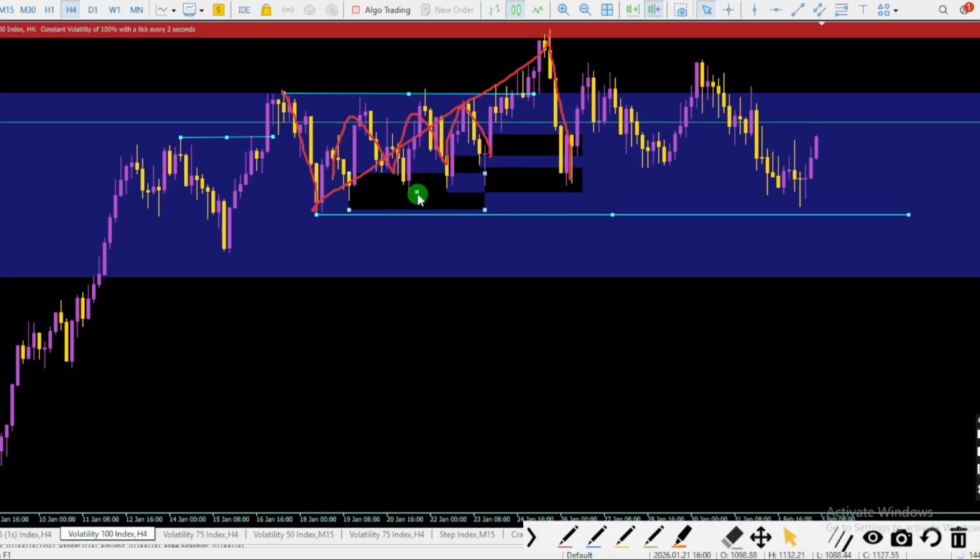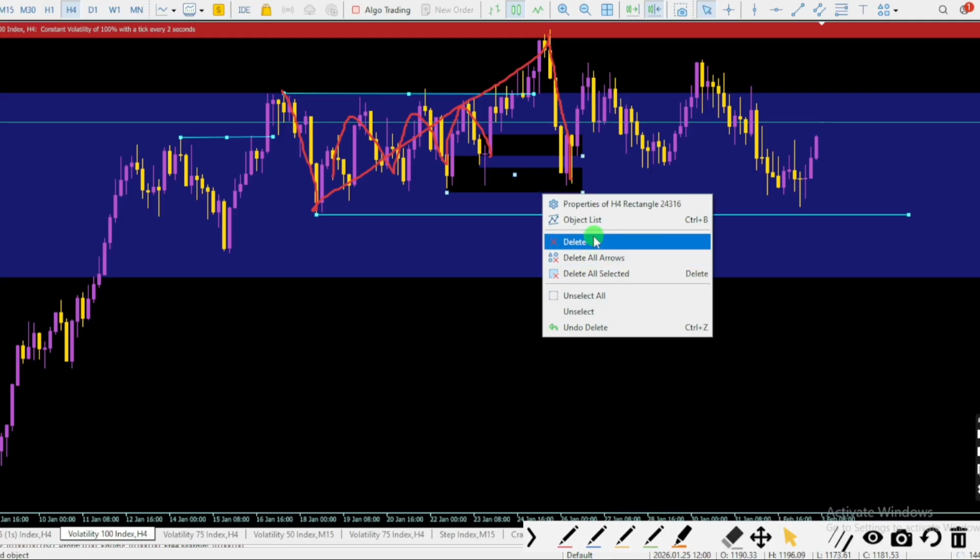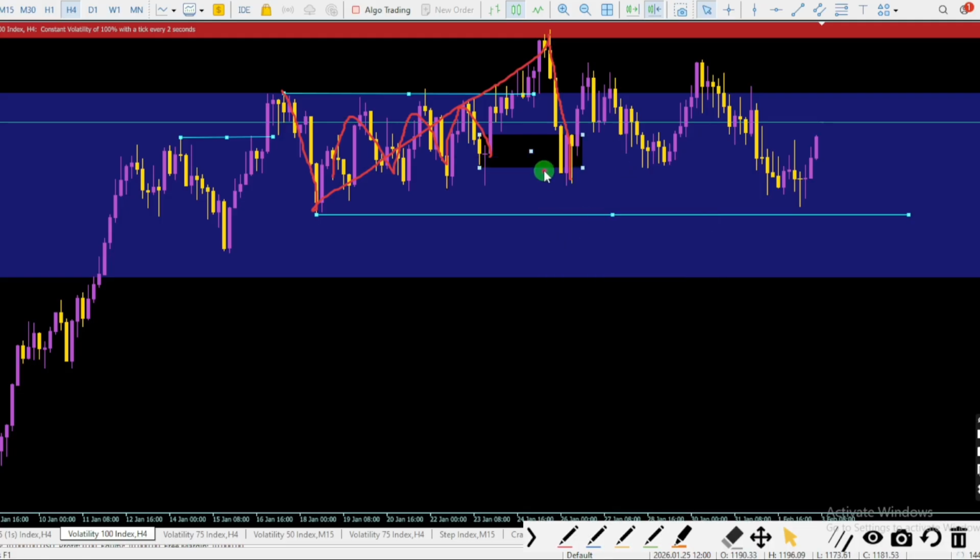So I'll just take this out. I'll just delete these things. Okay. I don't want this to get too cluttered. Now, after this break of structure, market pulled back. It has pulled back here. And market is ranging again.